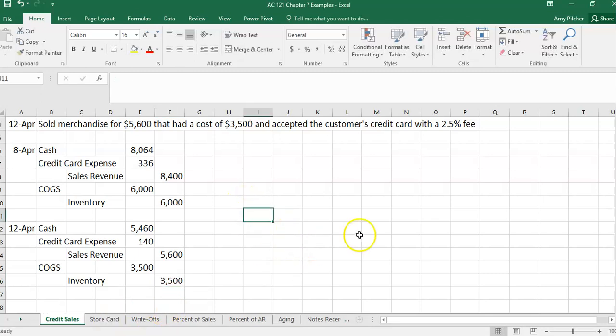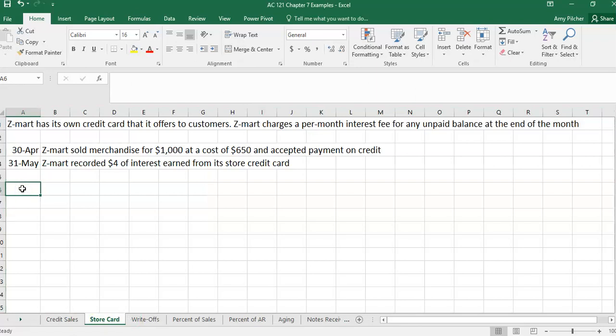And that is if customers are paying with a credit card that comes from Visa, MasterCard, American Express, or a bank card. If we provide the credit card, so we have a store card, then we just record that as an accounts receivable. That customer is going to pay us money. So then on April 30th, we would have an accounts receivable and sales revenue.